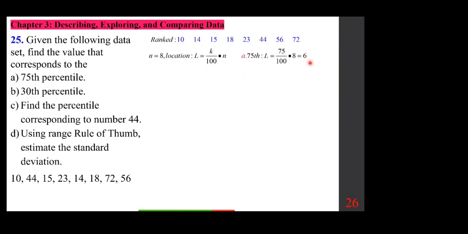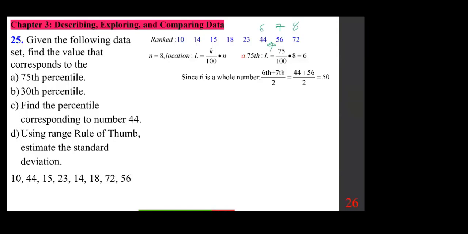Now, what statisticians do, and it really depends on the type of test you're dealing with, when they get a whole number, they go in between this and the next number. So the 6th and the 7th number, and they find the midpoint of the two. This is number 6, number 7, this is number 8. That's how they come up with that.